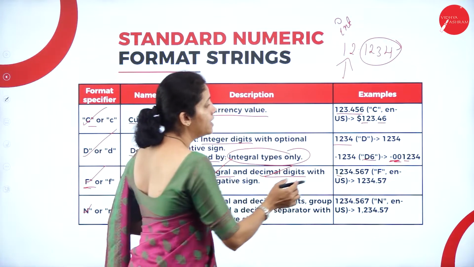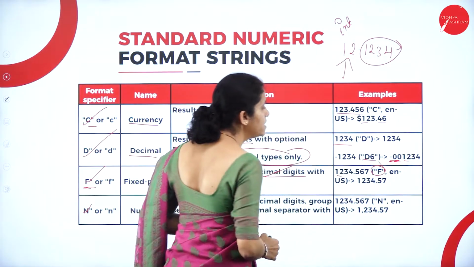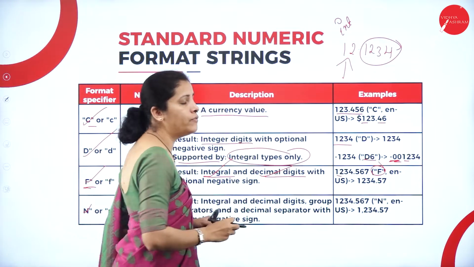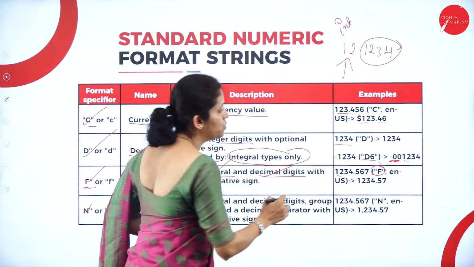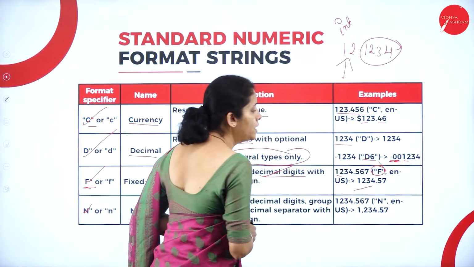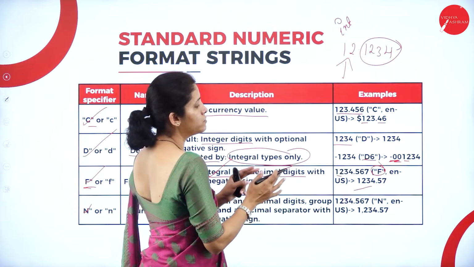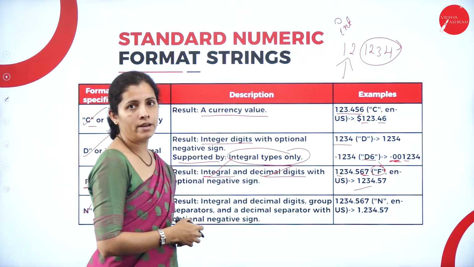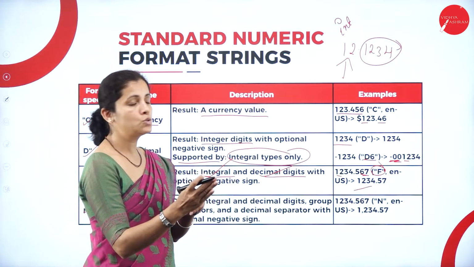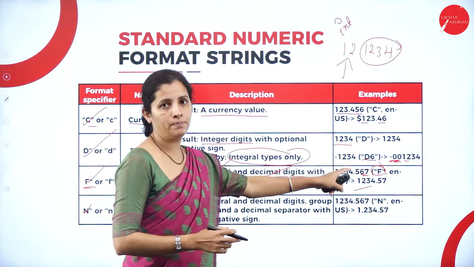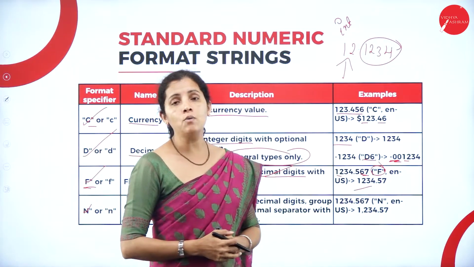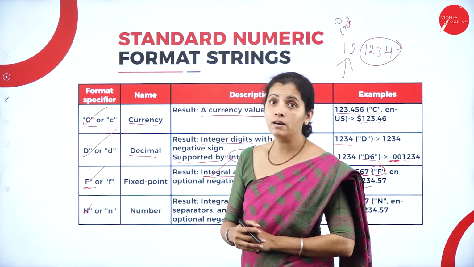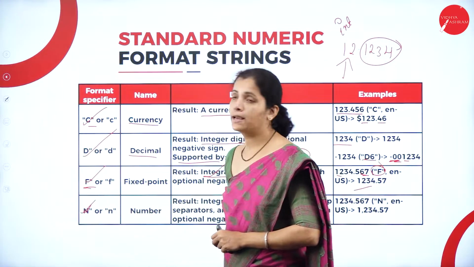See here, I have 1234.567 and I have the format specifier F, and I want to represent this in the form of USA dollars. So I'll make it 1234.57. Why is it 57? Because it is 67, so it is near to 7. So I'm going to make it a round figure. So it is 7.